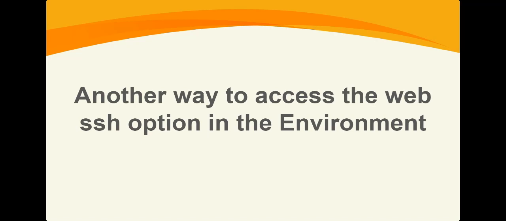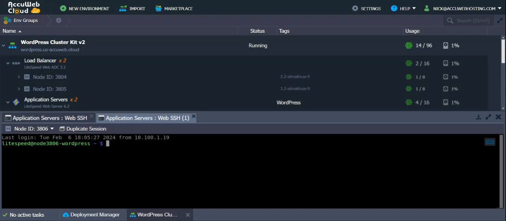Another way to access the WebSSH option in the environment: you can also access the WebSSH option from the settings icon of the environment. Select the environment which you want to access through WebSSH. Here, we have selected WordPress.usAccuWeb.cloud as an example. Click on the settings icon.